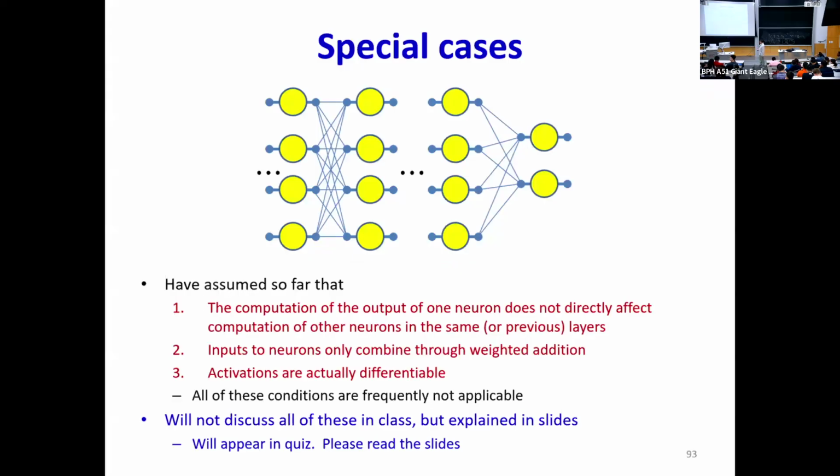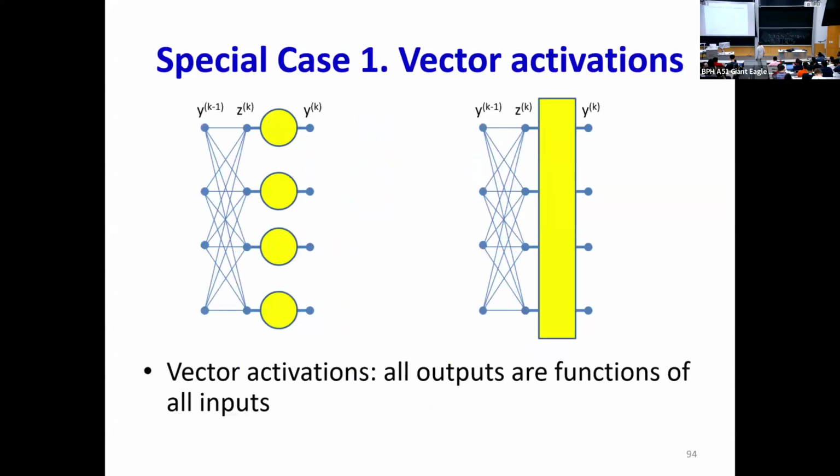So we've covered a lot, but there are some special cases. We've assumed that each neuron can be individually accounted for, so the computation of the output of one neuron doesn't affect the computation of other neurons on the same layer. That the inputs to neurons can only combine through weighted summation, they're affine, and that the activations are differentiable. Now, all of these can be violated. We'll look at some special cases, right? The other cases are also discussed on the slides. Just look them up, they'll appear in the quiz.